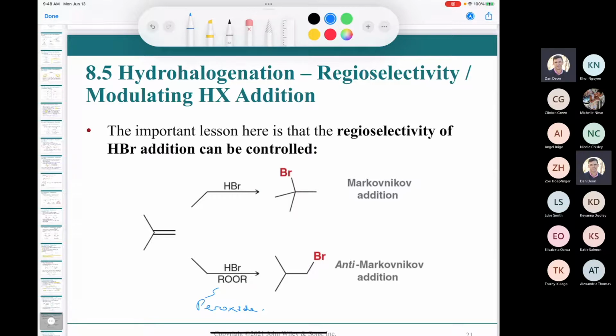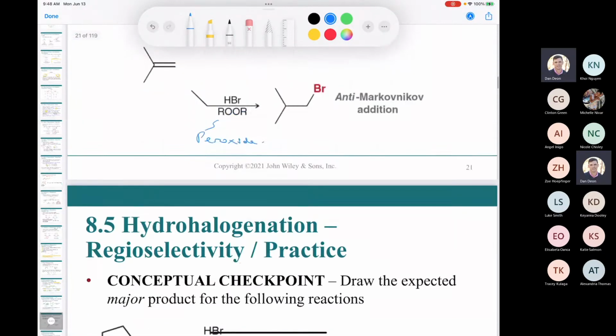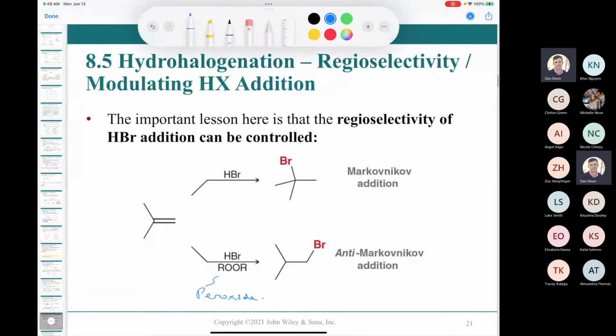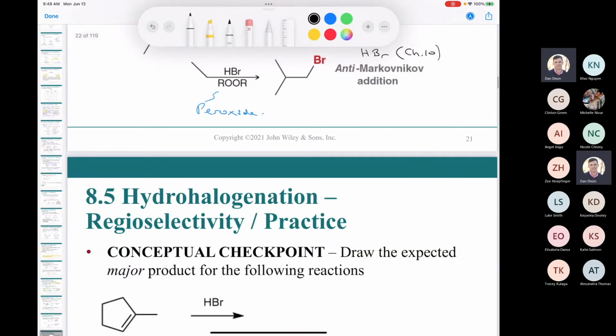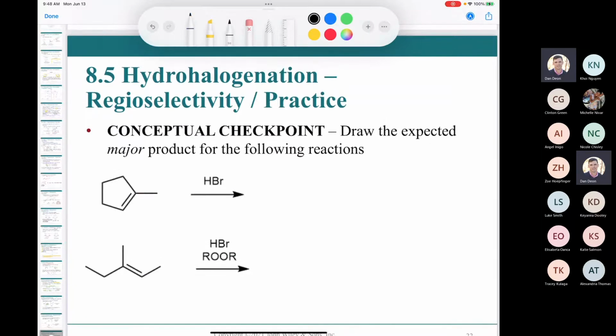If the carbon that's richer in hydrogens takes the bromine or the chlorine or the iodine, we call it anti-Markovnikov addition. Okay, there we go. We're actually going to talk about why you can do Markovnikov addition with HCl, HBr, and HI. But with anti-Markovnikov, we're only going to see it with HBr. And again, we're going to cover that in chapter 10, why that is. So with that in mind, let's see if we can draw the major product for these reactions.